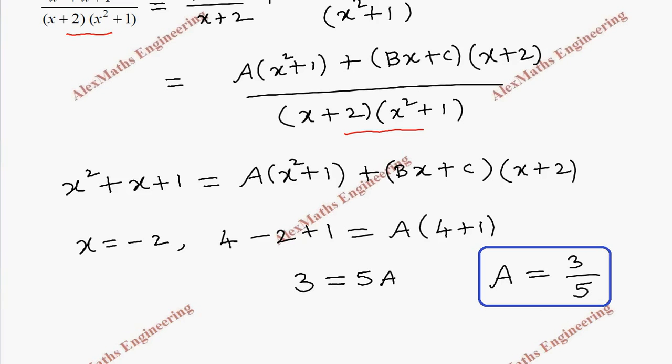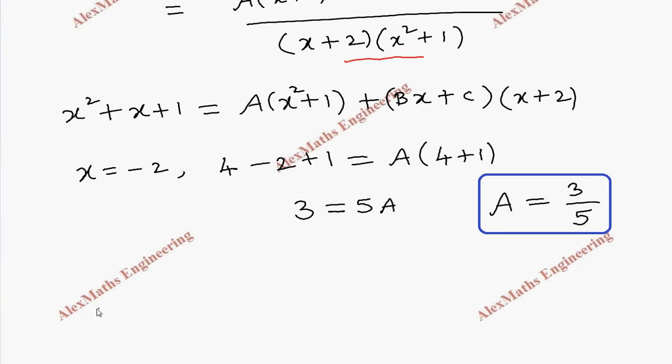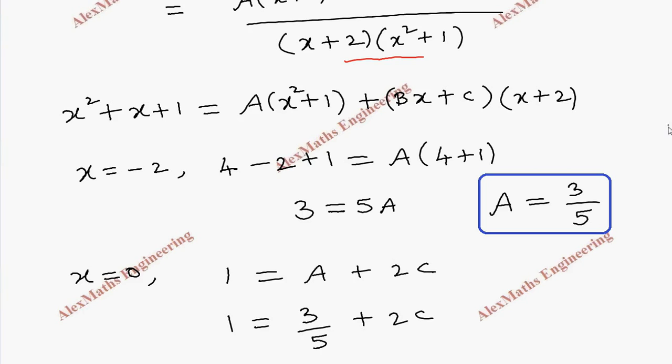Now in this type of expression, it is better to use the second value as 0 for x. So this will become 1 equal to, when I put 0 here, it will become just a, and this will not be there, only c will be there, and here only 2 will be there. So it is 2c. Since we know a, we can substitute to find the other constant c.